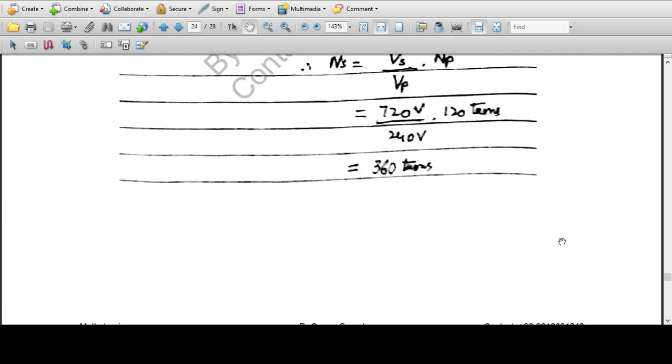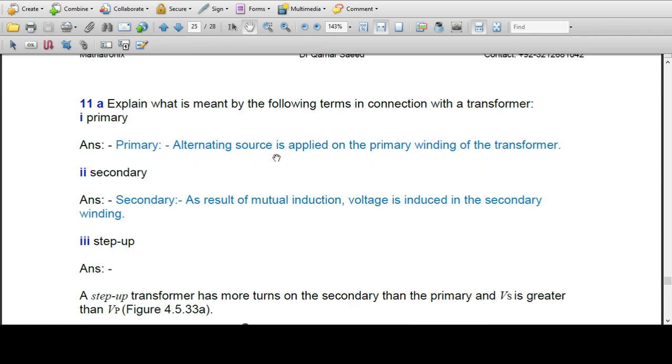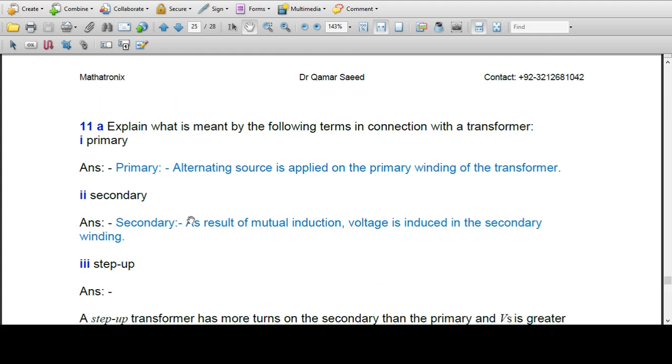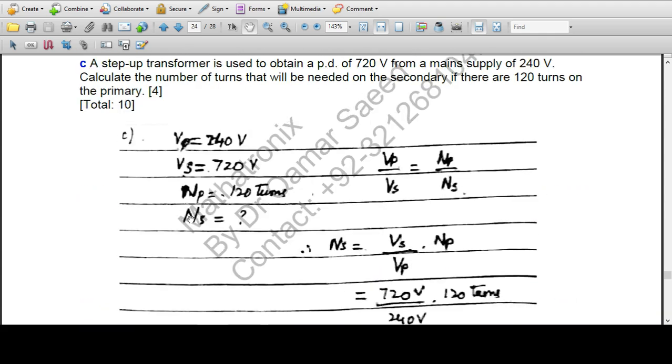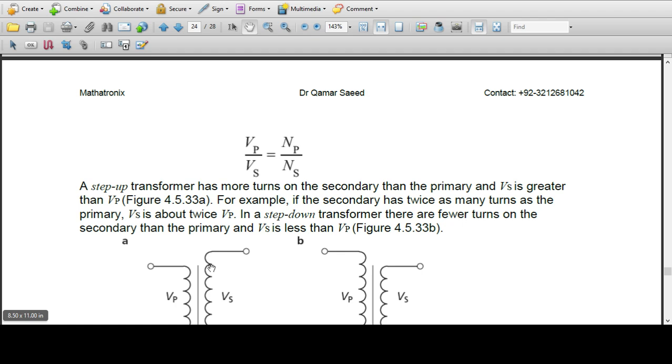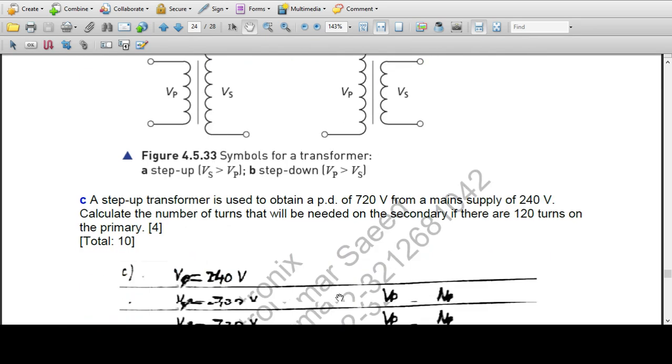So that is 360 turns. Explain what is meant by the following term in connection with the transformer. Primary: alternating source is applied to the primary winding of the transformer. Secondary: as a result of the mutual induction, voltage is induced in the secondary winding. On the primary side of the transformer, we apply the voltage, and on the secondary we get the output.